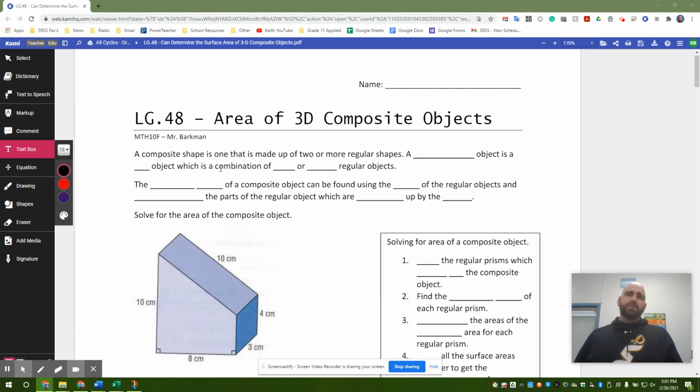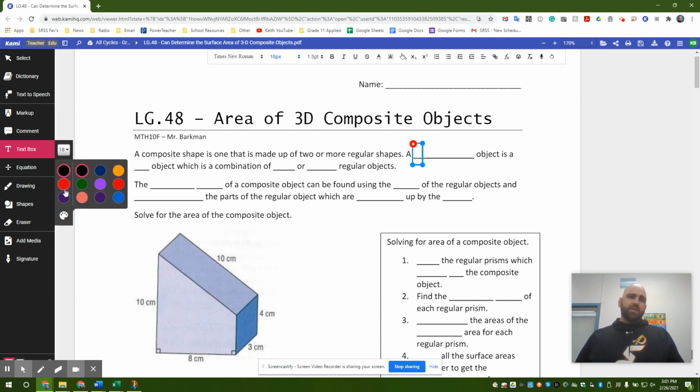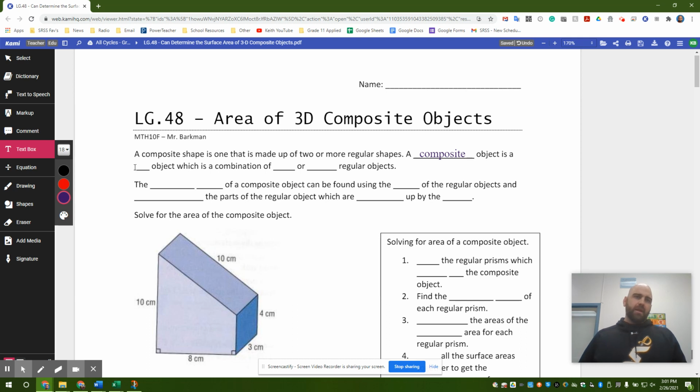Now, let's just remember that a composite shape is one that is made up of two or more regular shapes. A composite object is a 3D object. Again, shape will be 2D and object I'm going to say is 3D. So a 3D object, which is a combination of two or more regular 3D objects. So think of it as regular prisms. We're normally going to think of them as prisms. If you continue on in grade 10, you'll be looking at different 3D shapes that don't include prisms, but for grade 9, we're just going to take a look at prisms.